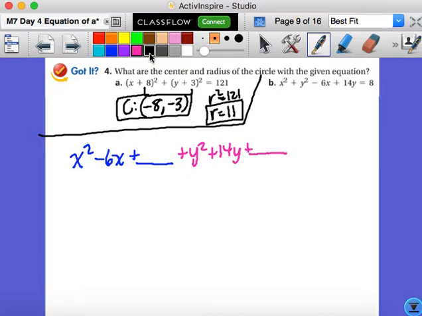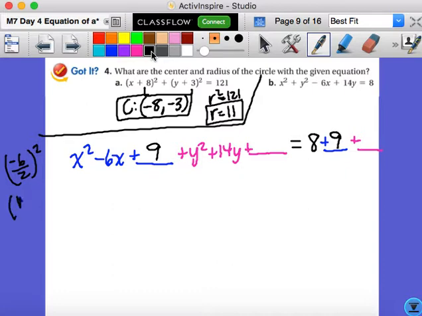We're going to have to add something there to complete that square, equals 8. Now remember, this is the most commonly forgotten part. Whatever you do to one side, you have to do to the other. So don't forget that we've got to add that number on both sides. So half of negative 6 squared is 9. So I'm going to add 9 to both sides.